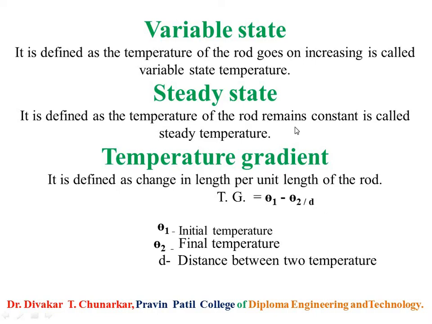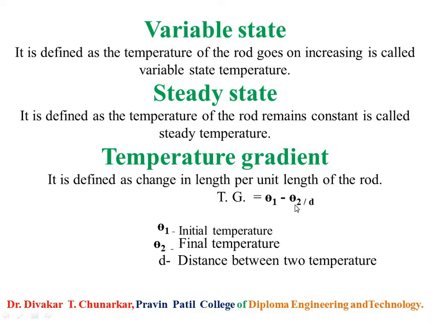Then temperature gradient. Temperature gradient is defined as the change in temperature per unit length of the rod, and the formula for temperature gradient is equal to theta 1 minus theta 2 upon d. So this is the temperature gradient.